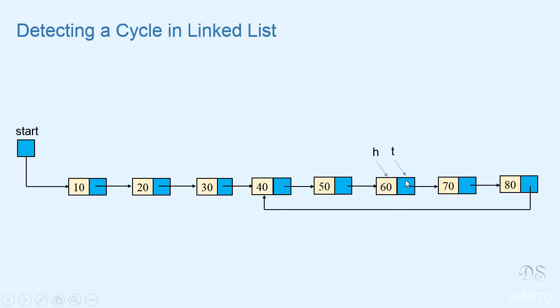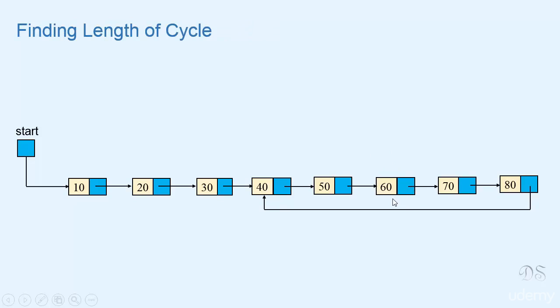This is the node where our slow and fast pointers met in the hare and tortoise algorithm. Now, for finding the length of the cycle, we'll take two pointers pointing to this node, and we'll fix one pointer and move the other pointer one node at a time. And we'll stop when both the pointers meet again.